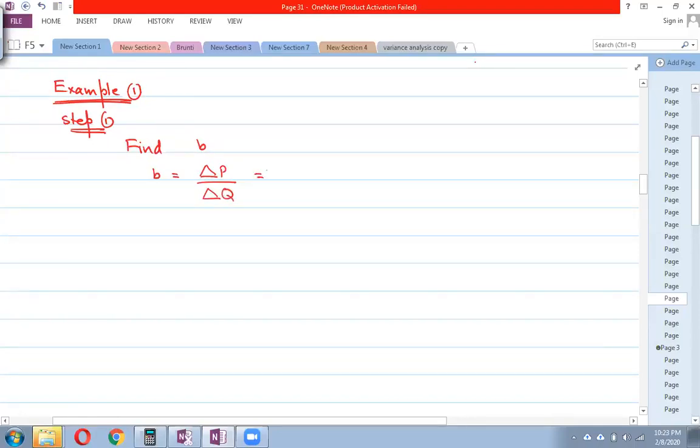So what is the change in the price? The price has changed from 12 to 15. So we'll say 15 minus 12. Just to avoid the negative sign, we are going to write 15 minus 12 instead of 12 minus 15, right? And then the change in the quantity. The quantity changed from 60 to 45. So that will be 3 divided by 15, which should give us 0.2. So the value of B is 0.2.